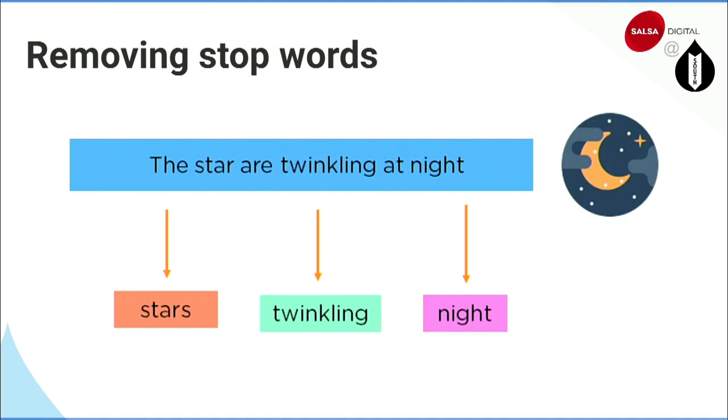Now the other thing is removing stop words. It's not about removing everything, but the words that do not affect the final context of the statement, we can remove so we can easily understand the context of a sentence.